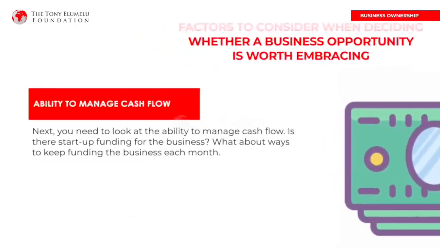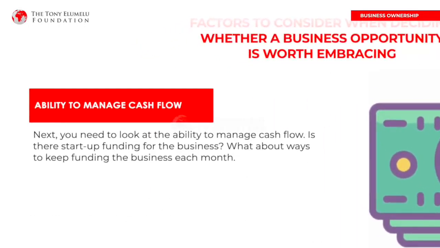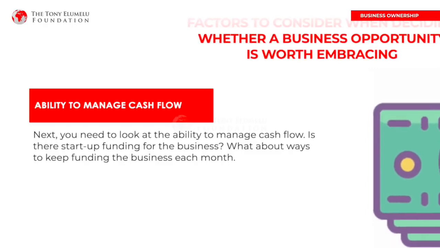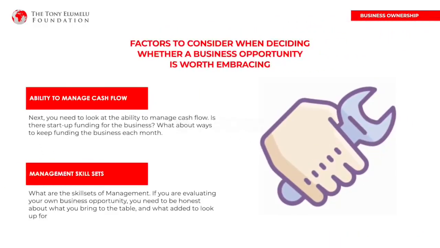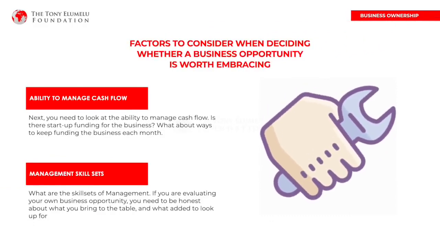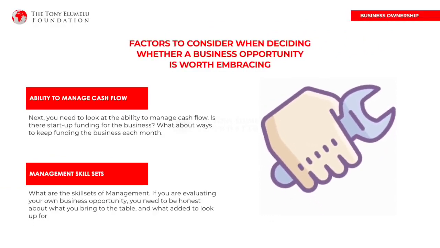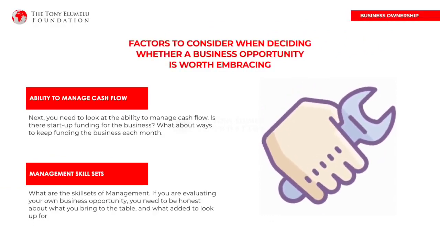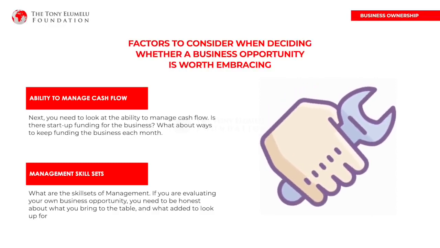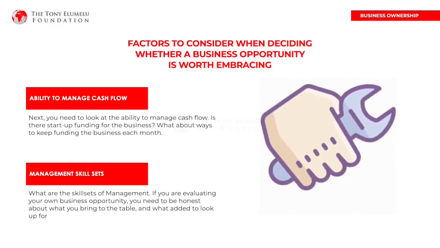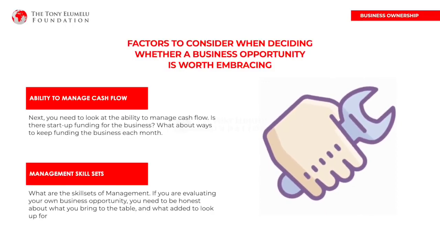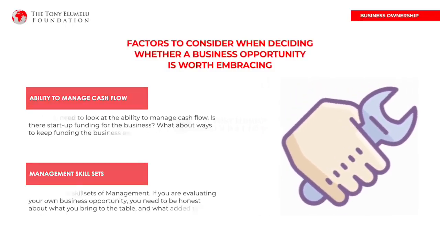Ability to manage cash flow. Next, you need to look at the ability to manage cash flow. Is there startup funding for the business? What about ways to keep funding the business each month? Management skill sets. What are the skill sets of management? If you are evaluating your own business opportunity, you need to be honest about what you bring to the table and what additions to look out for.